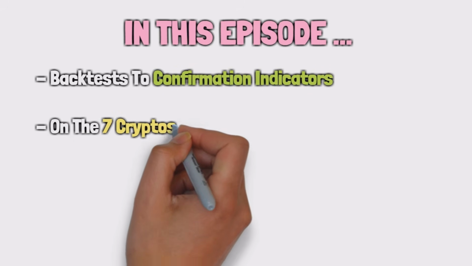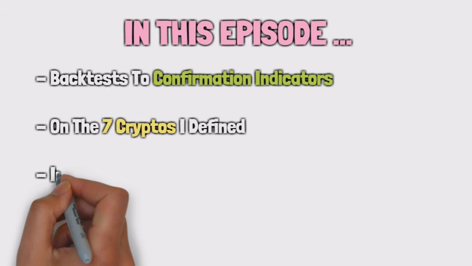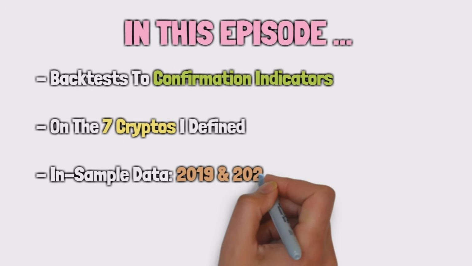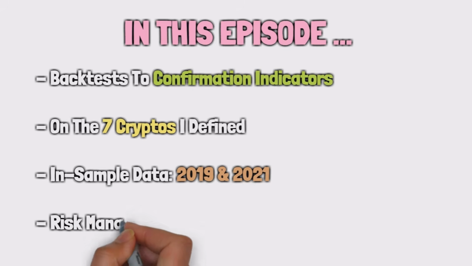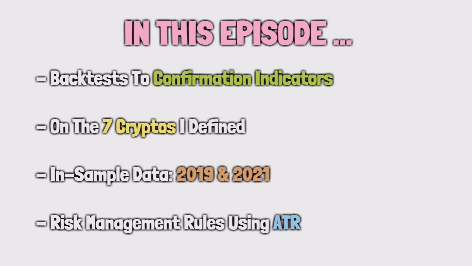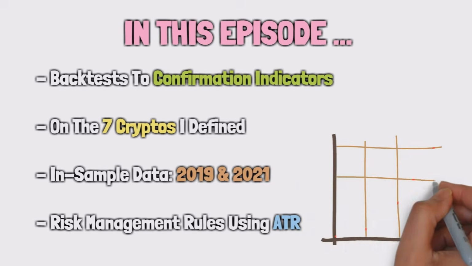I will use the 7 cryptos that I mentioned at the beginning of the video in all backtests. I will use the in-sample data with information from the years 2019 and 2021, and I will use the risk management rules that are defined based on the ATR indicator. I will analyze as many indicators as possible, and I will be right back.